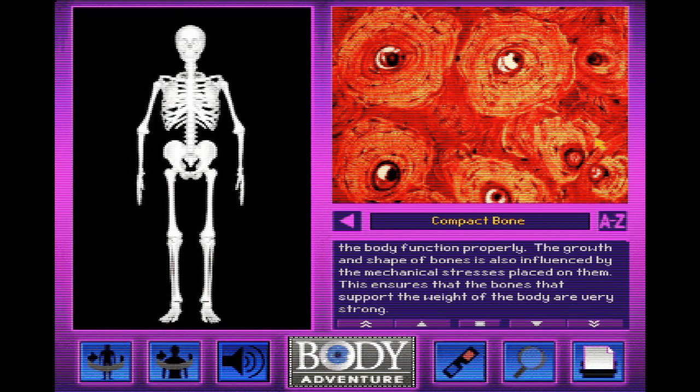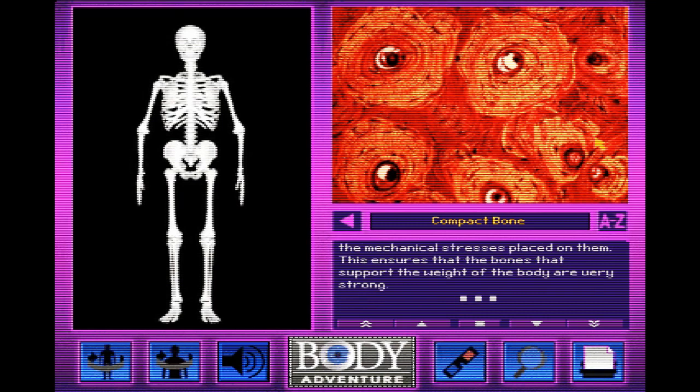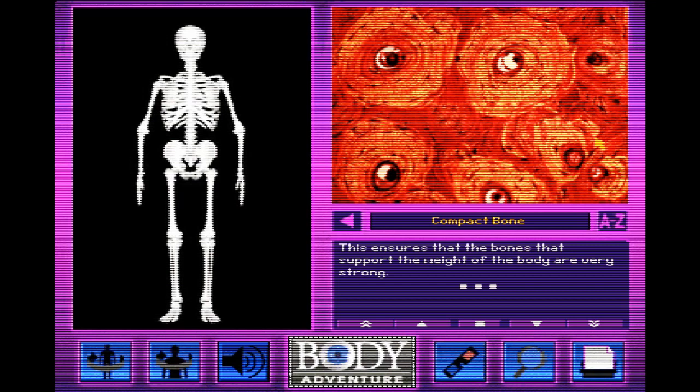The growth and shape of bones is also influenced by the mechanical stresses placed on them. This ensures that the bones that support the weight of the body are very strong. Very interesting.